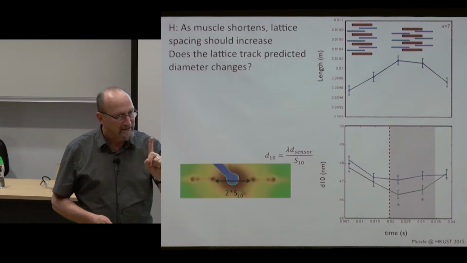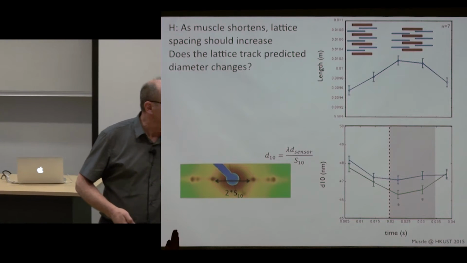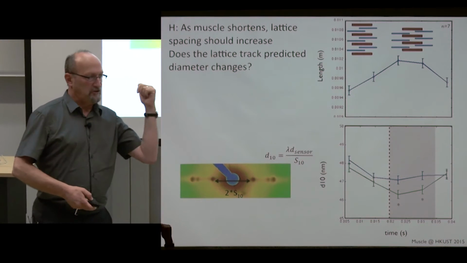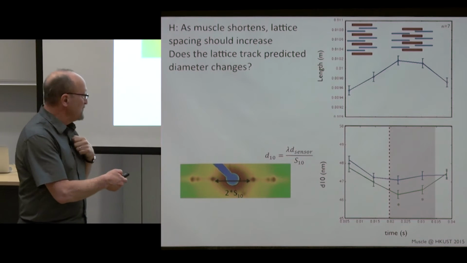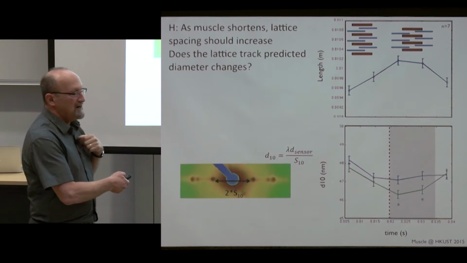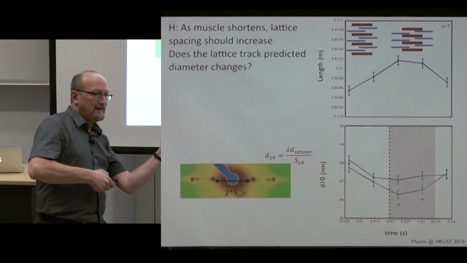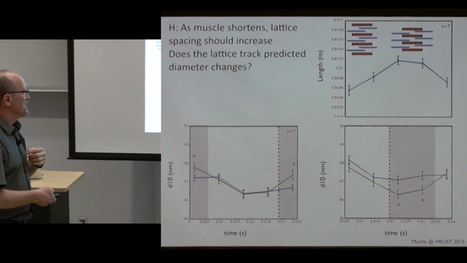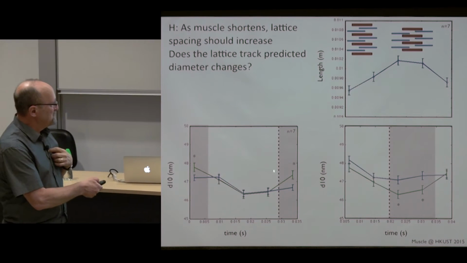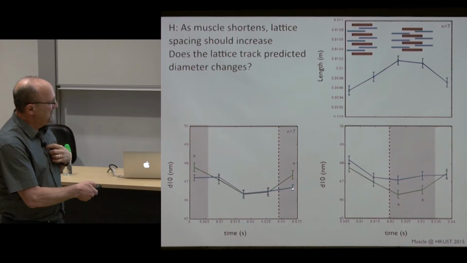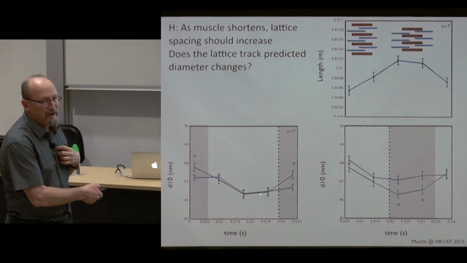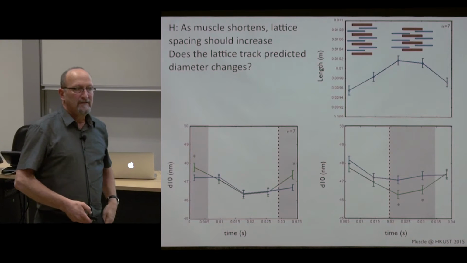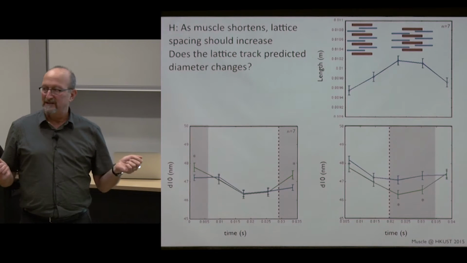If that's right, and I change the timing of when I recruit the cross bridges, I should change that pattern. In other words, if I recruit my cross bridges here or here, I should see it brace at different parts. And sure enough, when I recruited my cross bridges here, there was no change in lattice spacing. It barely tracked. And then when they're off, it's tracking fairly well. Cross bridges are doing something interesting.